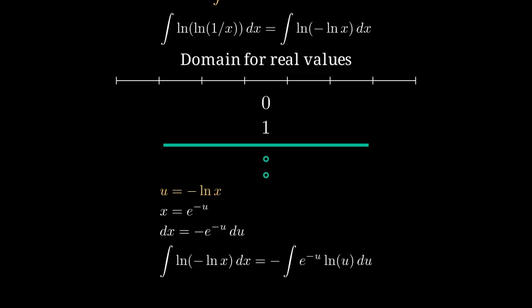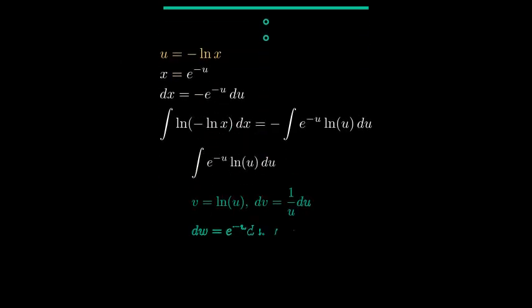Step 3 is integration by parts on the integral of e to the negative u times natural log of u. Choose v equals natural log of u, and dw equals e to the negative u du. Then dv is 1 over u du, and w is negative e to the negative u. Applying the formula gives negative e to the negative u natural log of u plus the integral of e to the negative u over u du.